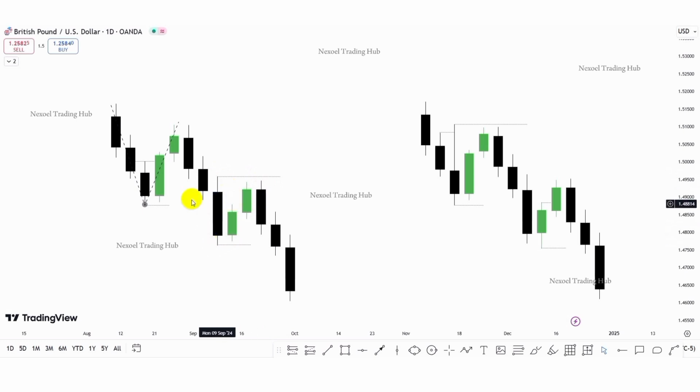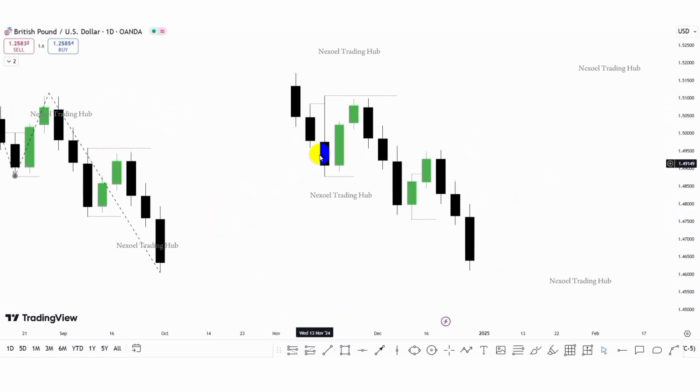So this is how we identify the pullback. We have the fall. This is a valid pullback. From this high, we have a straight fall of price to the downside. So we have impulse, corrective, impulse, because these bullish candles are just within the bearish candlestick.